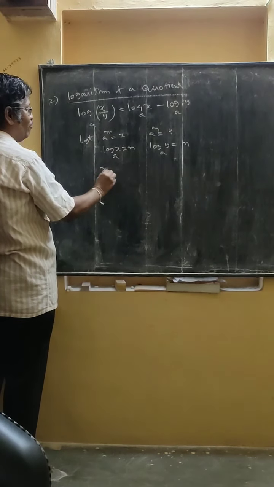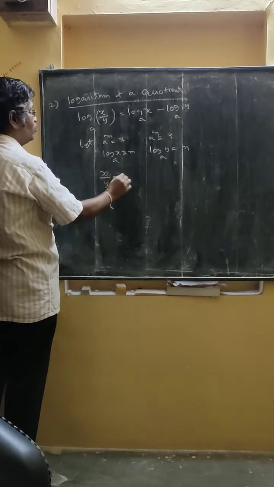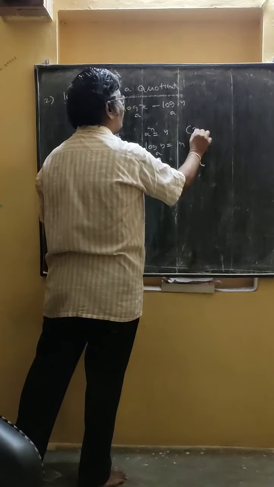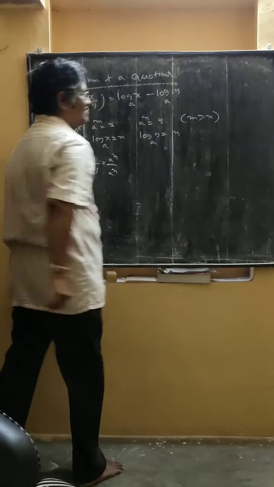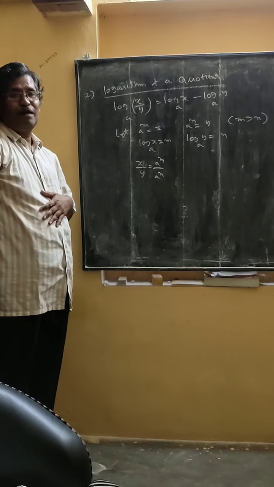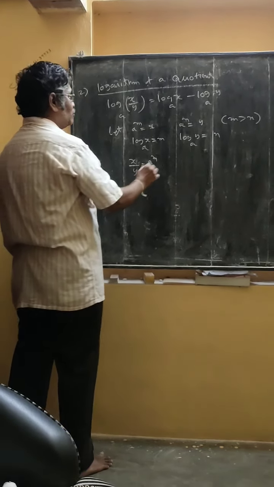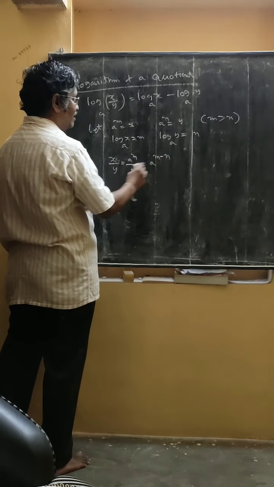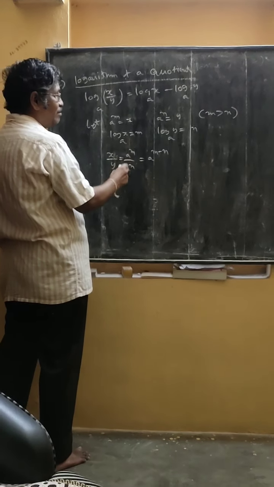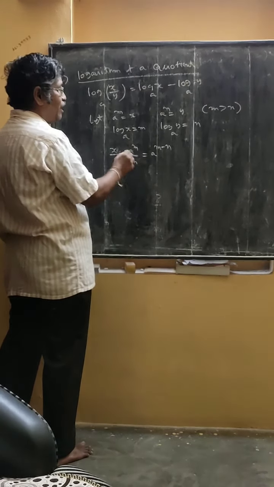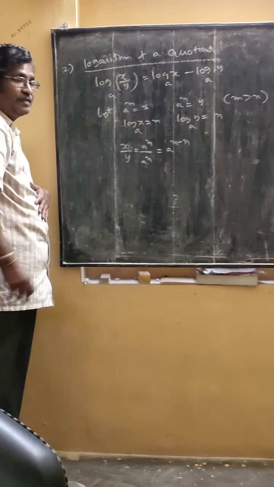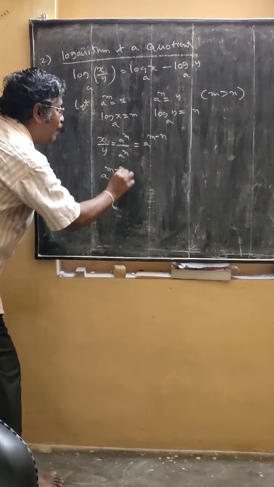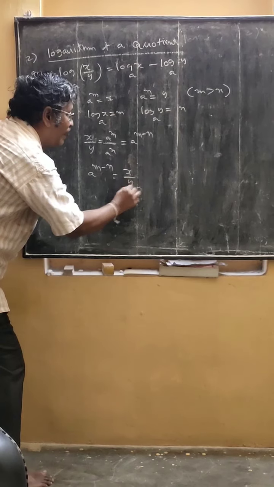So here we need x by y. The value of x is a power m, and y is a power n. Here I am taking one condition: m greater than n. So a power m by a power n. When m is greater than n, what happens? A power m minus n. The bases are the same, one in the numerator and one in the denominator, so the exponents subtract: a power m minus n. So a power m minus n is equal to x by y.